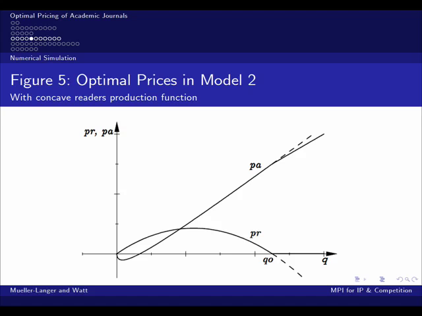These dashed lines correspond to the fact that, in theory, here it would be optimal for the journal to pay readers to read the journal, which is of course impossible. So we have a piecewise function here, which takes into consideration that the reader price cannot be negative.